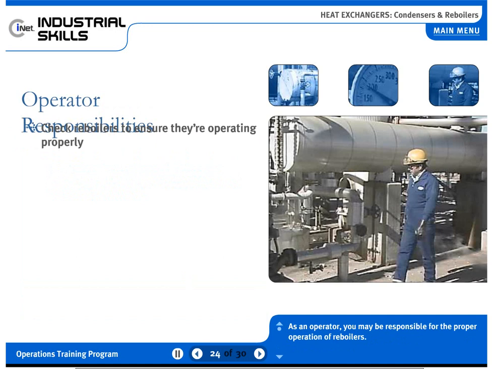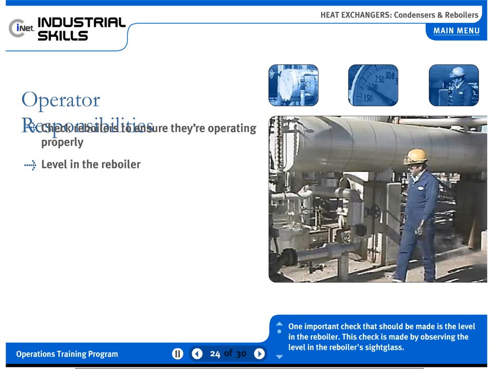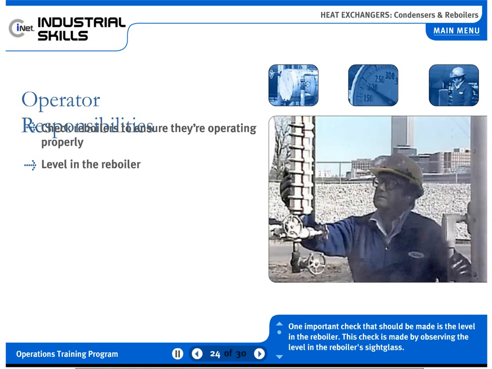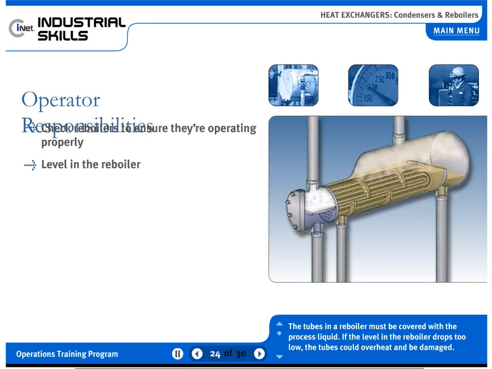As an operator, you may be responsible for the proper operation of reboilers. Like other components in a process, reboilers should be checked periodically to ensure that they're operating properly. One important check that should be made is the level in the reboiler. This check is made by observing the level in the reboiler's sight glass. The tubes in a reboiler must be covered with the process liquid. If the level in the reboiler drops too low, the tubes could overheat and be damaged.